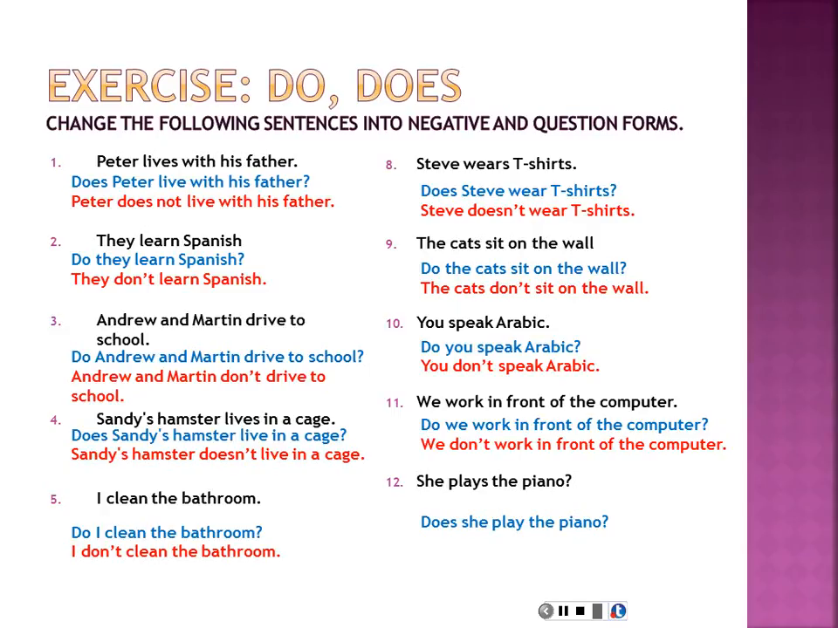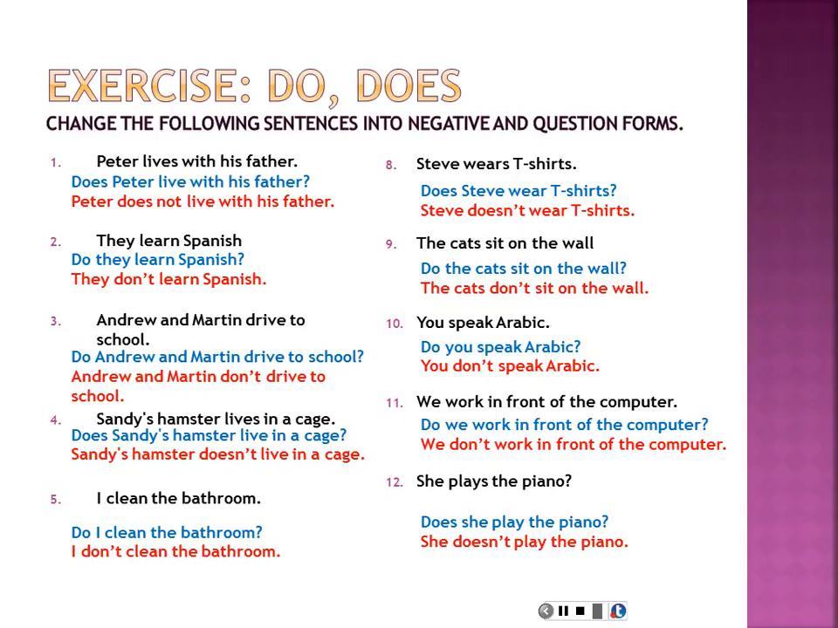Again we added don't in front of the verb. The last sentence, she plays the piano. She doesn't play the piano, without the s in the original sentence. So this is the end of the exercise. I hope it was not difficult for you. This is the end again for this lecture.